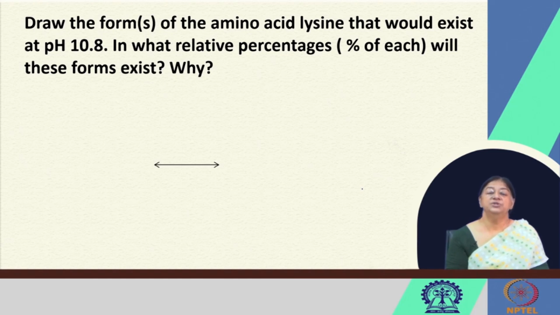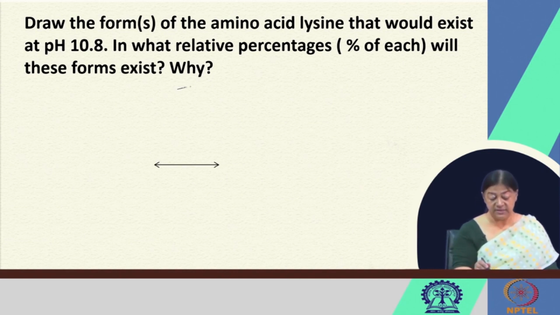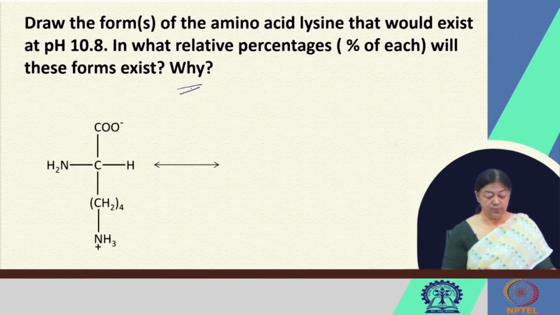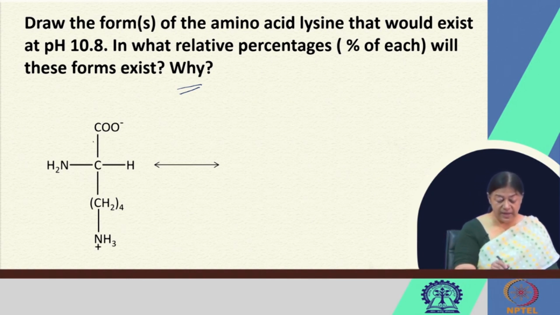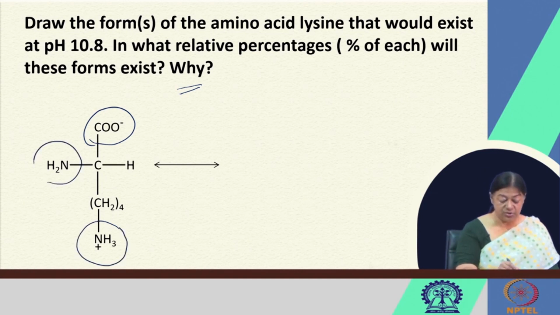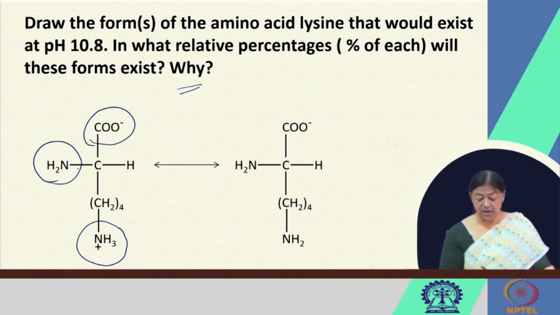We come back to some questions about amino acids. You draw the form of the amino acid lysine that would exist at pH 10.8, and in what relative percentages of these forms would they exist and why. So, this is what we call the Fischer projection of the lysine amino acid residue, where we have the CO minus, we have the NH3 plus here, and we have the NH2 here. Here we have the CO minus, the NH2 where we have lost this proton.